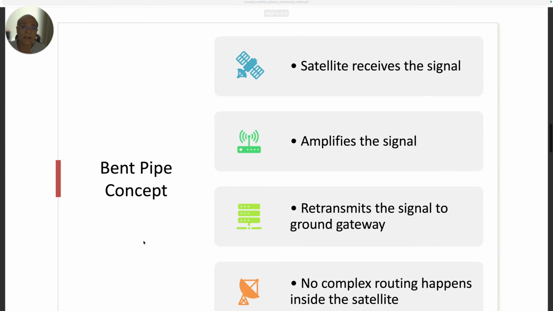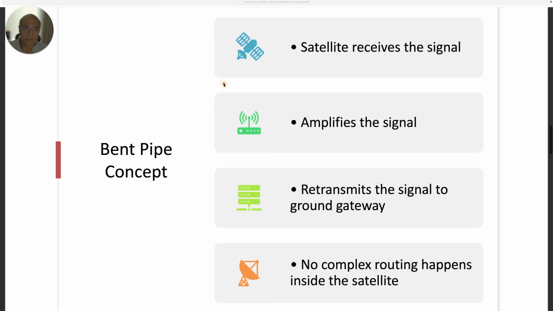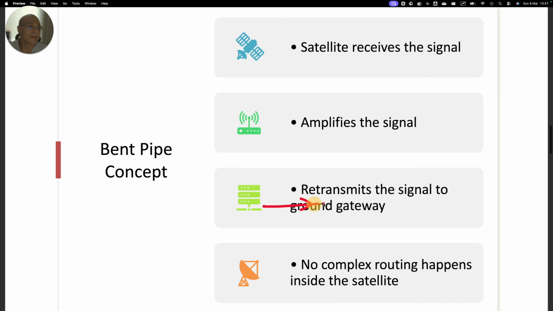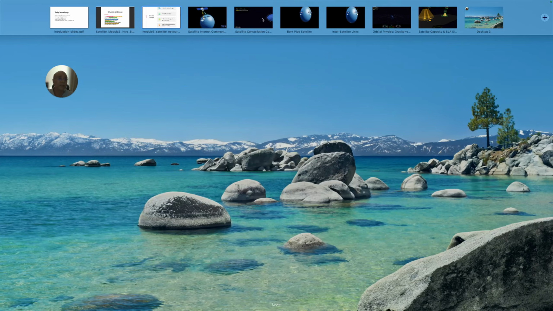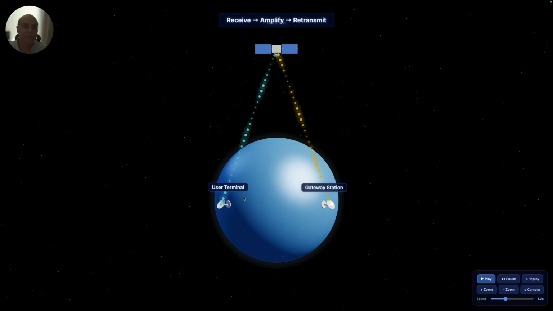The second point is the bent pipe concept. Now friends, this is pretty important. What is this bent pipe concept? These are the points we are going to cover. The satellite receives the signal, amplifies the signal, then retransmits the signal to the ground gateway. No complex routing happens inside the satellite. Now let's understand what a bent pipe is. Friends, this bent pipe thing is right here.